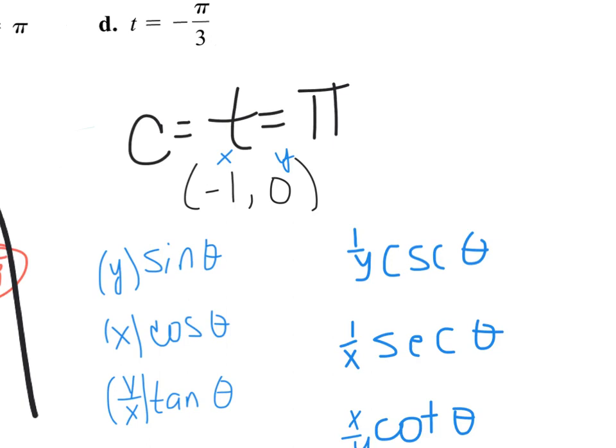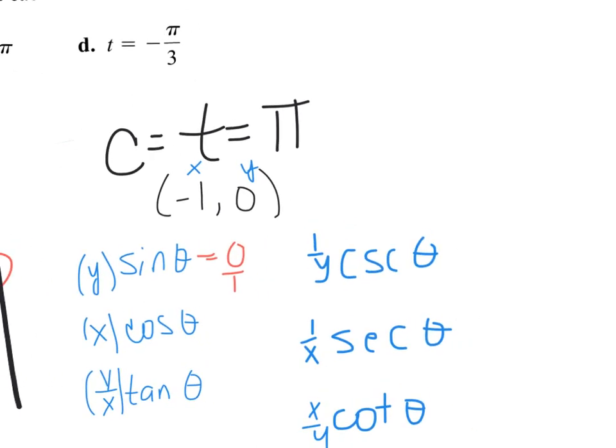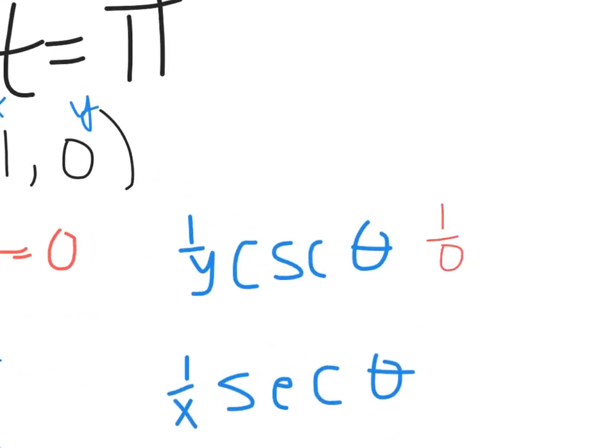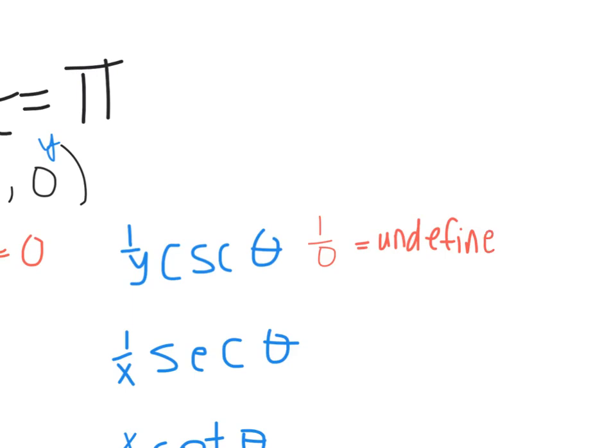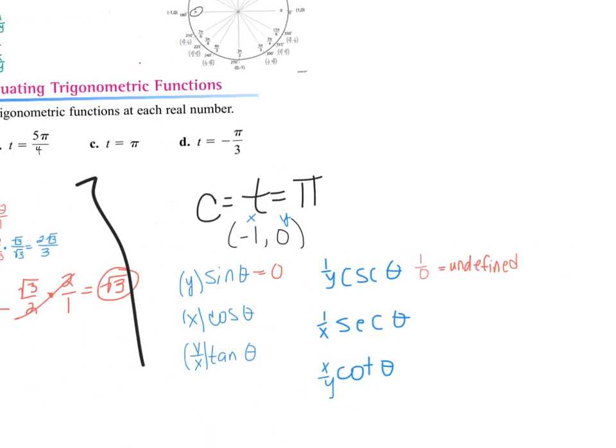So sine of theta, what is the y value of my ordered pair? It is 0. So if I flip 0 over 1, the cosecant is going to be 1 over y, 1 over 0. Well, guys, what happens when you have 1 over 0? That is undefined. You'll have something like this on WebAssign, so if it ends up being an undefined function, make sure you read the directions on how they want you to spell it out.